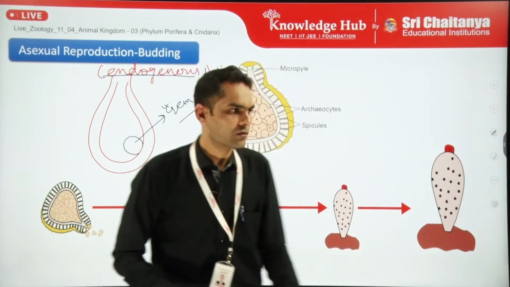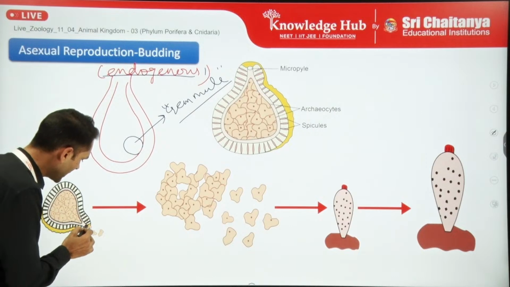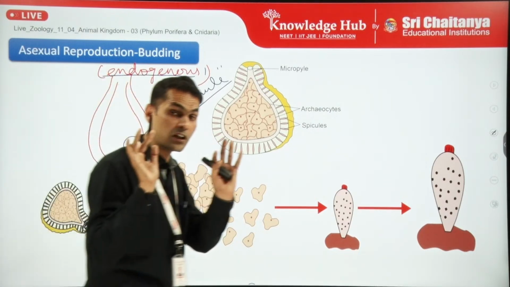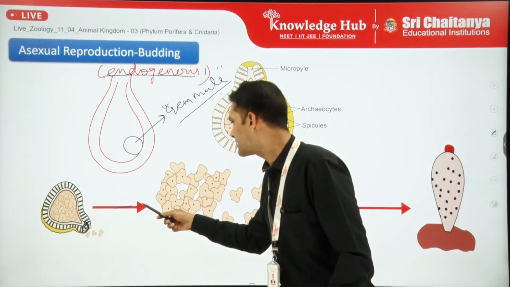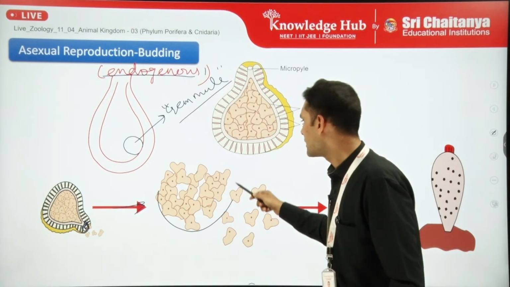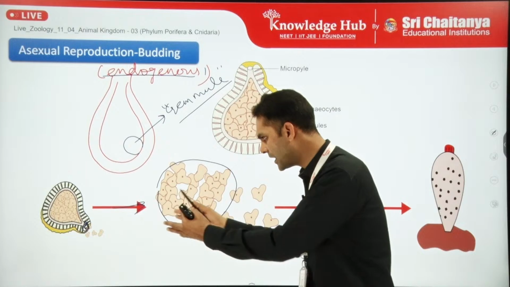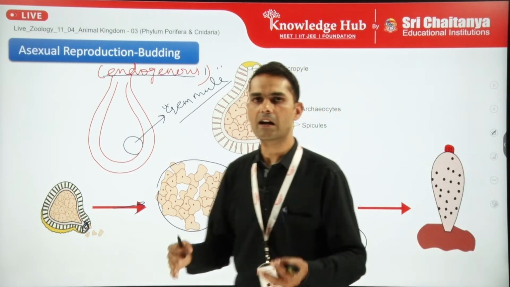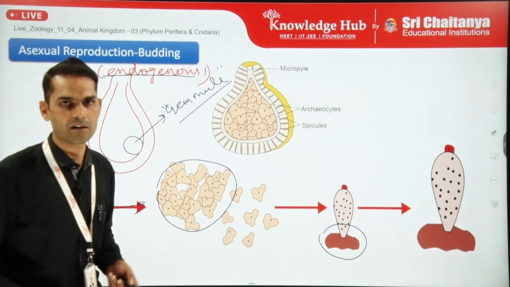Okay, fine. So when the bud develops, this opening is called the micropyle, this particular opening. The mass of cells is usually archaeocytes. Remember, these are totipotent cells, so they can give rise to any other type of cells also. So when the mass of cells exits from the micropyle opening, they get attached to a solid substratum and give rise to an adult individual. So in this way, gemmules also help in asexual reproduction.